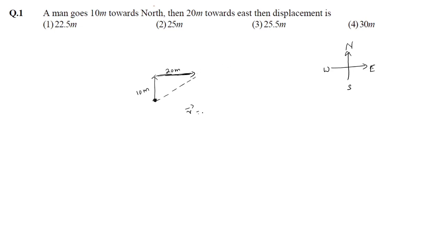R is equal to 20 i cap plus 10 j cap, we can take. So R is equal to root of 20 square plus 10 square, which is equal to 22.5 meter. Okay, see the next question.